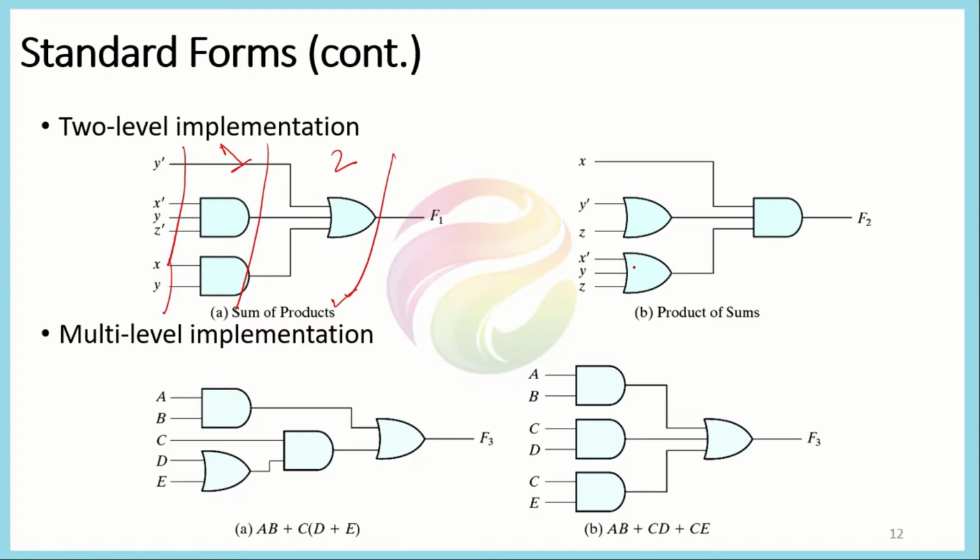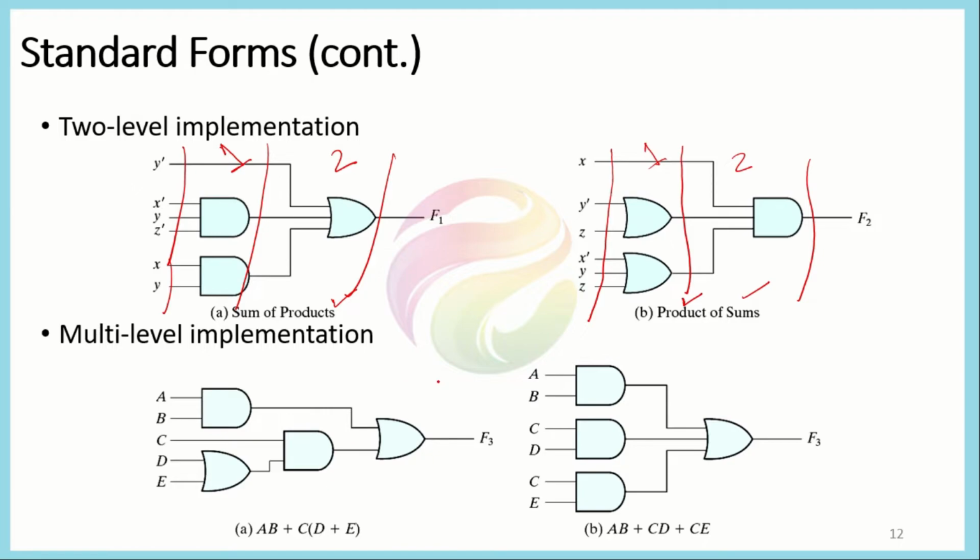Similarly, for the product of sum form, we can again represent it as a two-level implementation. Say this is level 1 and this is level 2. In the first level we do the sum terms, and in the next level we do the product. In this way we represent the system in a standard form using a two-level implementation.